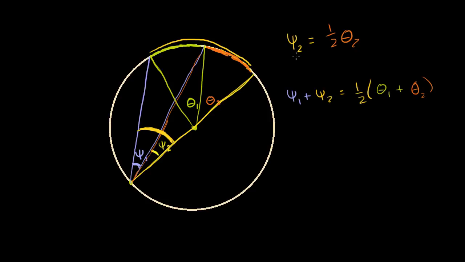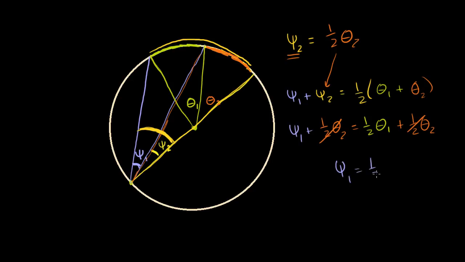Now, we already know that psi 2 is equal to 1/2 theta 2. So let me make that substitution. We can say that psi 1 plus, instead of psi 2, I'll write 1/2 theta 2, is equal to 1/2 theta 1 plus 1/2 theta 2. We can subtract 1/2 theta 2 from both sides, and we get our result. Psi 1 is equal to 1/2 theta 1. And now we are done.